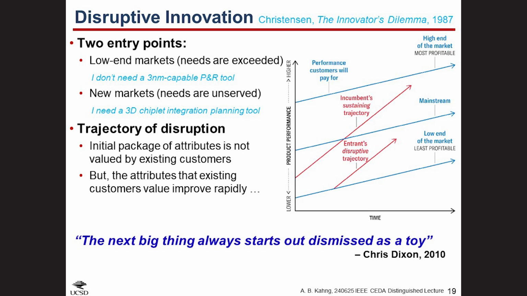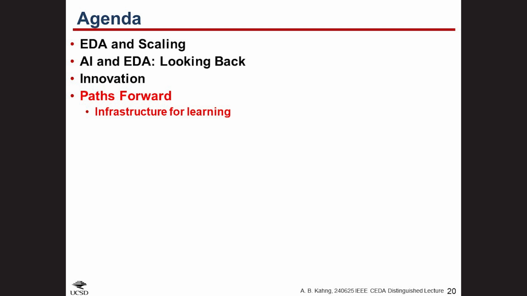Okay, paths forward. What will seed faster and potentially disruptive innovation? And here I feel like I must sound like a broken record for those of you who come to more than one of my talks every couple of years. The first item just has to be shared infrastructure for learning. And I don't care whether you mean education learning or machine learning, shared infrastructure is really important.